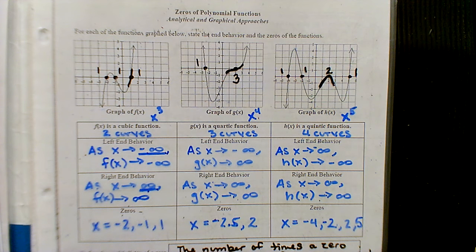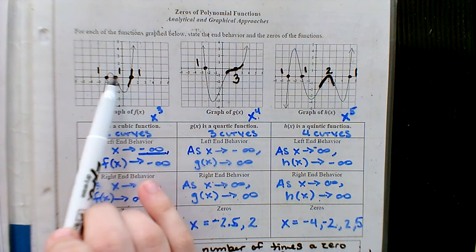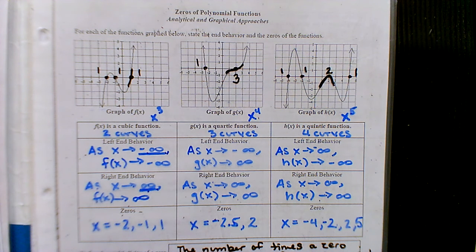What do you think, Rebecca? If it has a multiplicity of 1, it goes straight through it. Yep. If it has a multiplicity of 2, it just kind of touches it. Yep. If it has like 3, it kind of levels. Levels. Perfect. Okay, do we see that connection? All of the multiplicities of 1 go straight through the x-axis. It's like you're drawing a straight line, kind of.